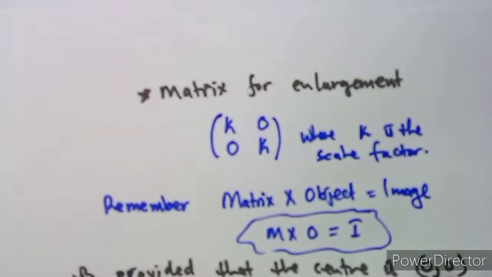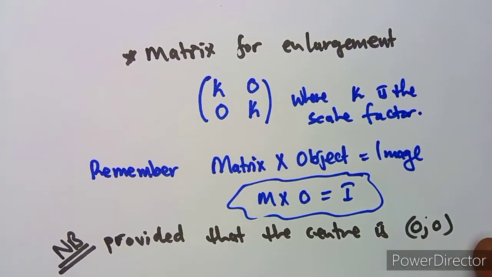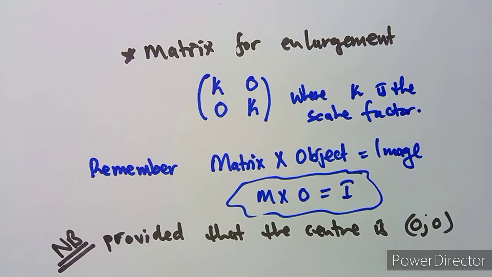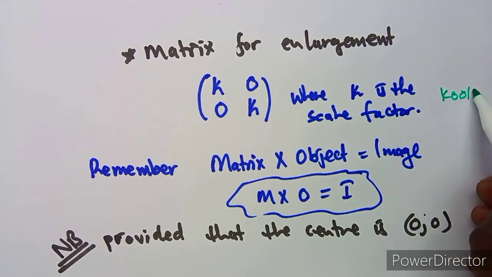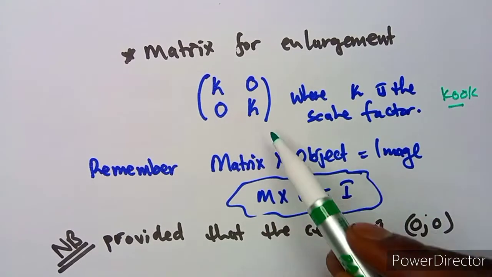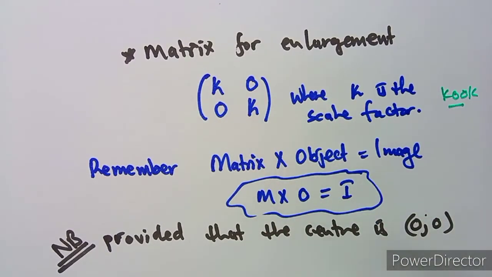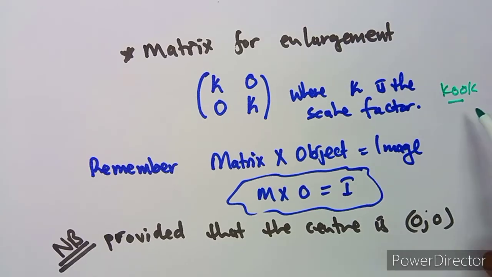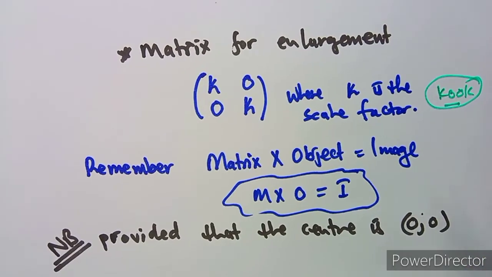All right. And also you need to know what is referred to as the matrix for enlargement. This is the matrix for enlargement, where you're given k, 0, 0, k. You can just take it that way, because guys, this is about the exam. No one will ask how you obtain this matrix. So this is the matrix for enlargement, where the k indicates or represents the scale factor.